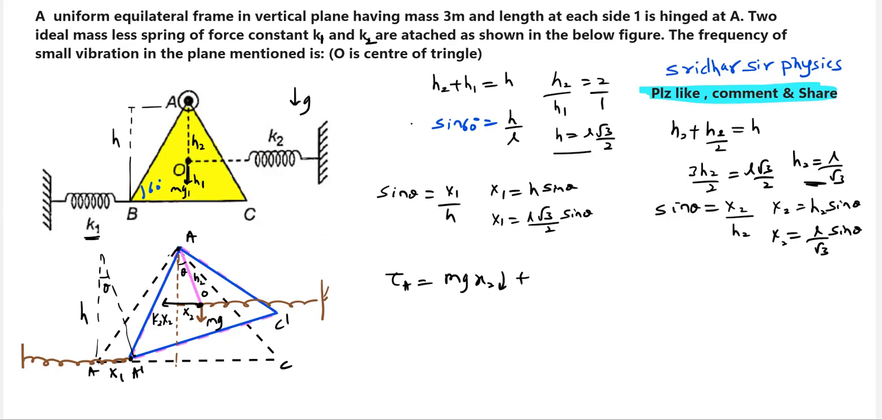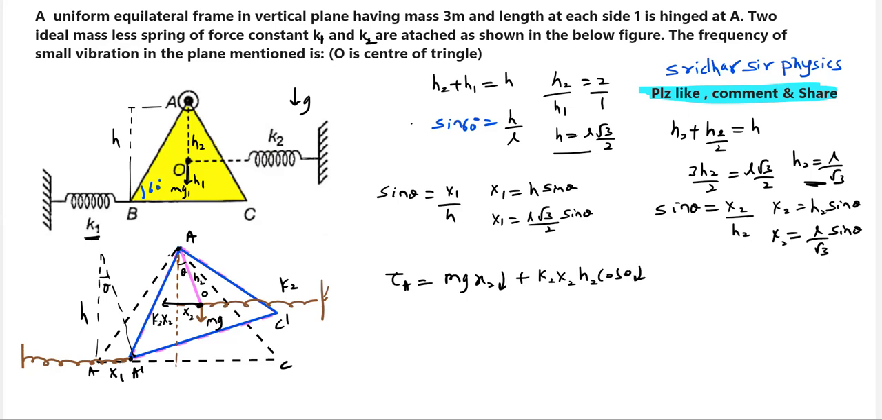Second spring, K2: torque due to K2. The spring force will act like this, K2 x2. What is the perpendicular distance? This will be the perpendicular distance, h2 cos theta. Now once again, this will be the spring force, K2 x2. This is a force, and this will be the perpendicular distance. So your torque due to spring force will be clockwise about it, and it will come like this: K2 x2 into h2 cos theta.